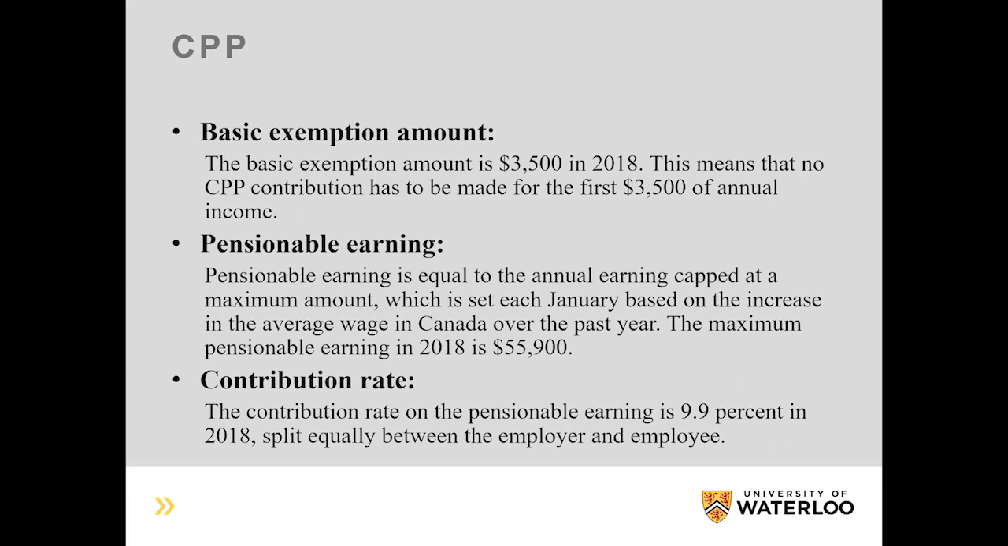The basic exemption amount in 2018 is $3,500. This means that no CPP contribution has to be made for the first $3,500 of annual income. Pensionable earning is equal to the annual earning capped at a maximum amount, which is set each January based on the increase in average wage in Canada over the past year. The maximum pensionable earning in 2018 is some $56,000. The contribution rate on the pensionable earning is 9.9% in 2018, split equally between the employer and employee.